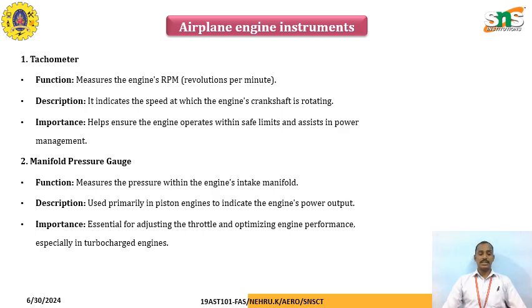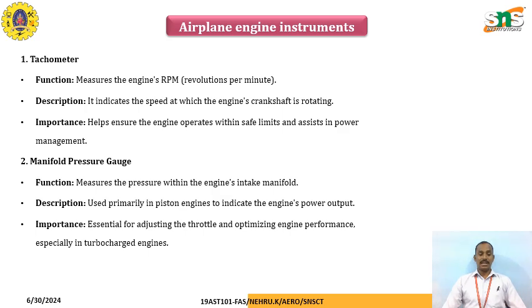First, the tachometer. Its function is measuring the engine RPM, revolutions per minute, under different conditions. The tachometer indicates the speed at which the engine's crankshaft is rotating. This helps to ensure the engine operates within the safe limit and assists in the power management of the engine.